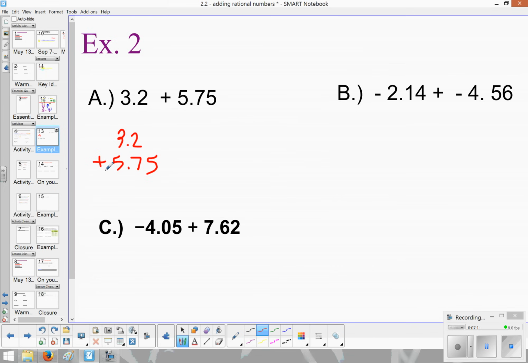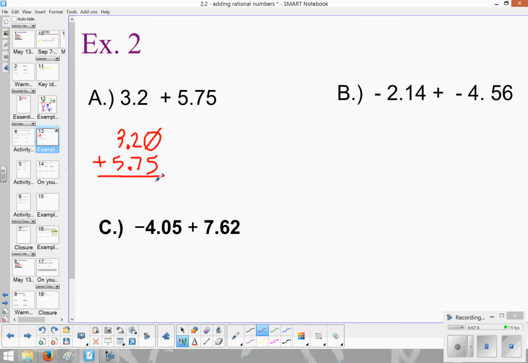Now, since we're adding decimals, we always want to line up the decimals exactly where they're at, and notice I lined them up. If you don't, you might add the numbers in the different values, and it's going to give you the wrong answer. Now, since I don't have a number here, I'm going to go ahead and put a 0 as my placeholder, and then I'm going to go ahead and add.